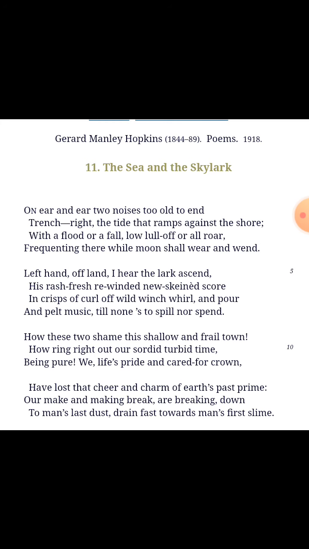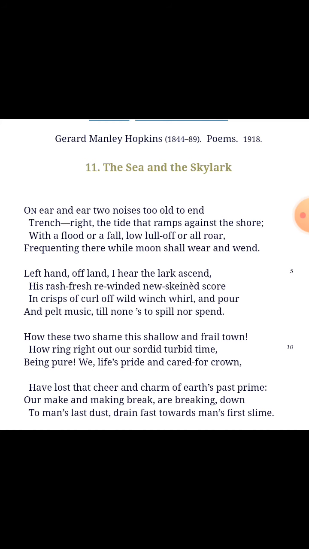Now, we shall go on to explain the last 6 lines of the poem, that is the sestet. Let me read the lines for you.